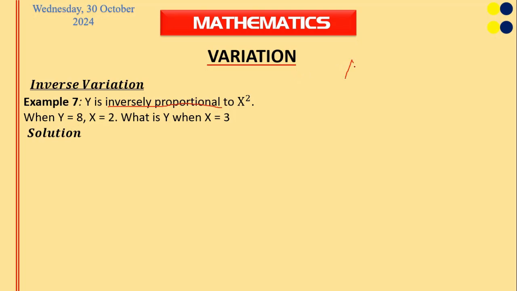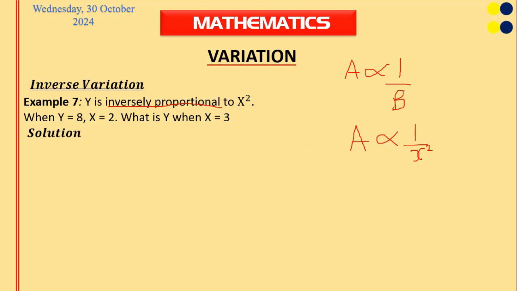A is inversely proportional to B. That means A is proportional to 1 over B. It's the same thing as that. A is inversely proportional to x squared means A is directly proportional to 1 over x squared. That's what that statement means.